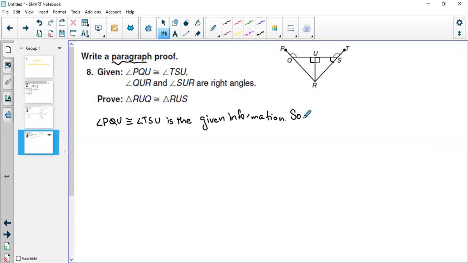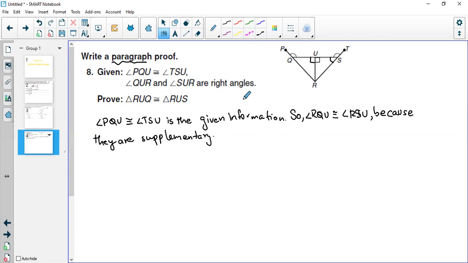So angle RQU is also congruent to angle RSU because of what? They are supplementary angles, right? You just need to write it in a paragraph form. Because they are supplementary, you can just write they're supplementary.